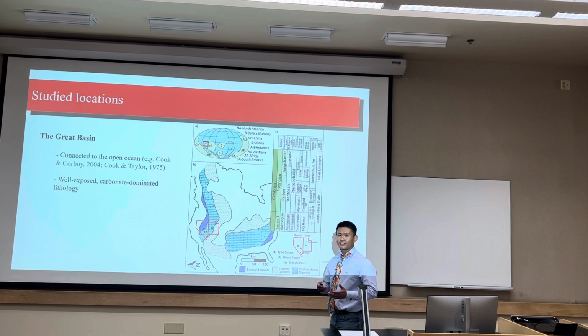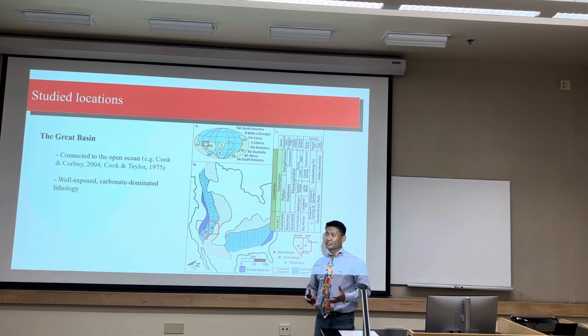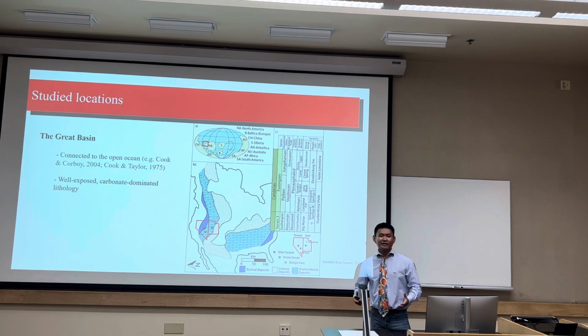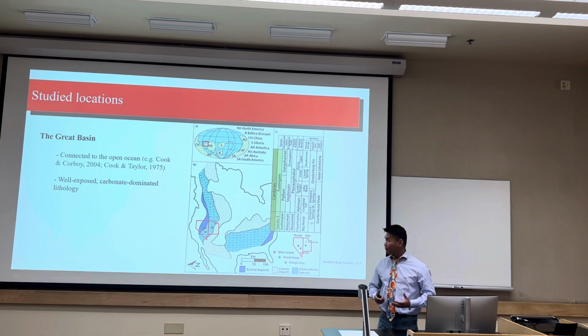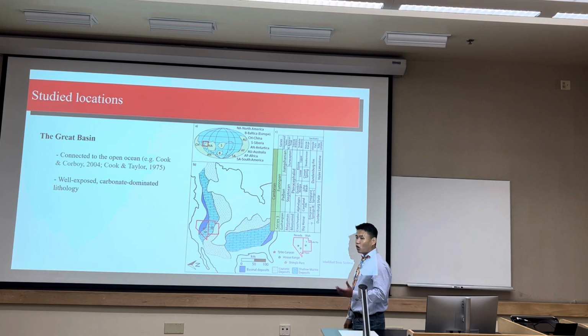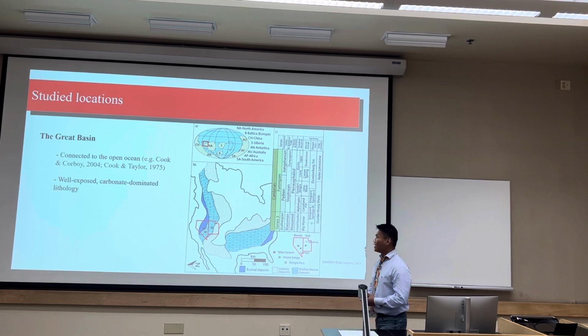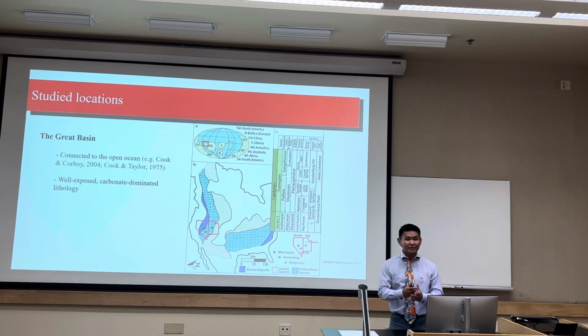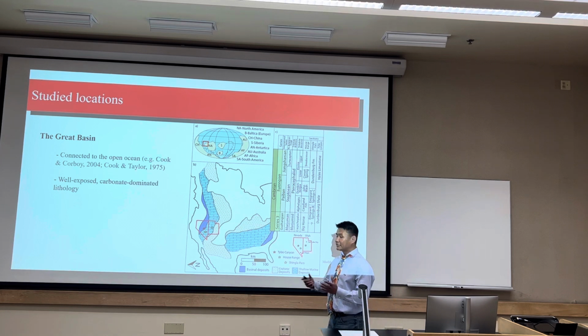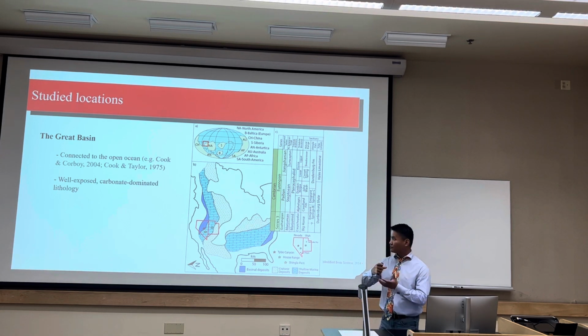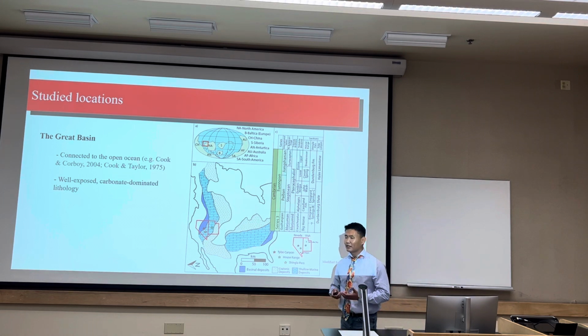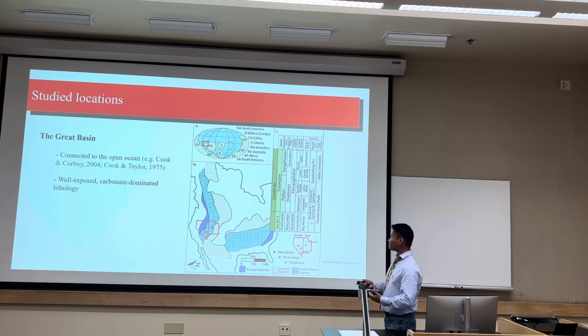So let's talk about the study location. My study location is in the Great Basin. Why? Because the Great Basin during the late Cambrian time was believed to be connected to the open ocean. That's why it should record the global seawater signature. And the fact that it is well exposed and continuous, you can easily document it in Nevada and Utah. Also the section is dominated by carbonate lithology, which allows us to perform the geochemical analysis.